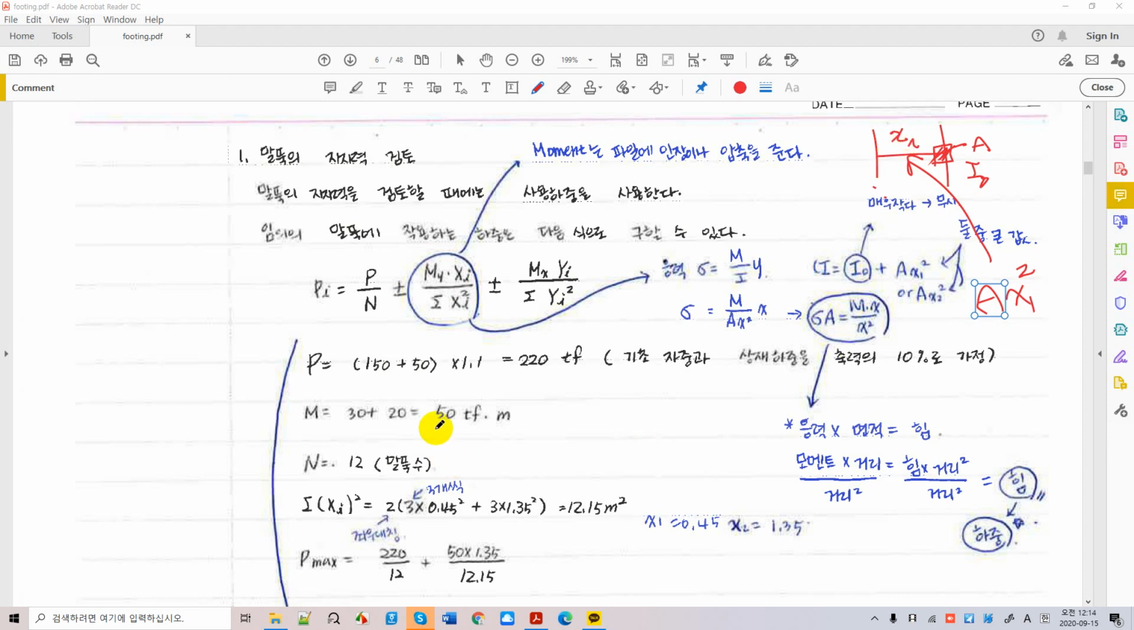Okay. All right. Now we have all the values. These values are given in the problem statement. I'm going to plug them into this equation to get the result. We calculate P. P is here.